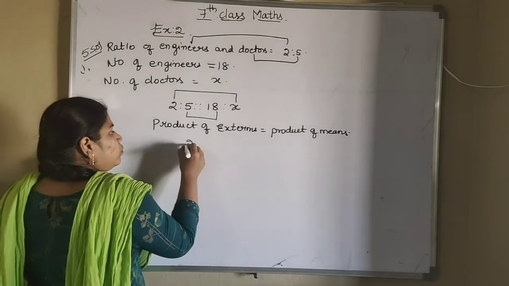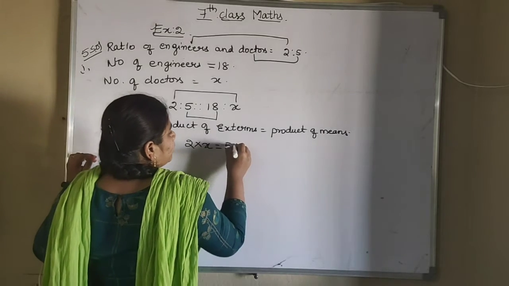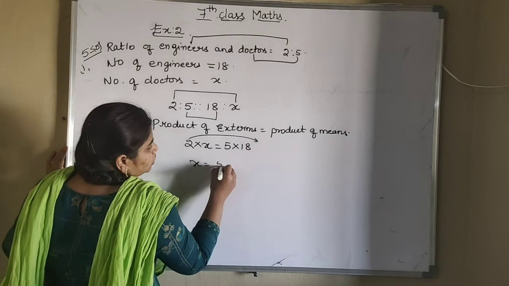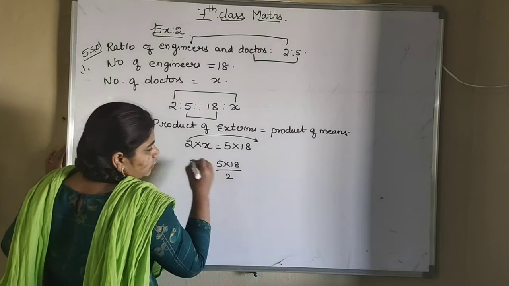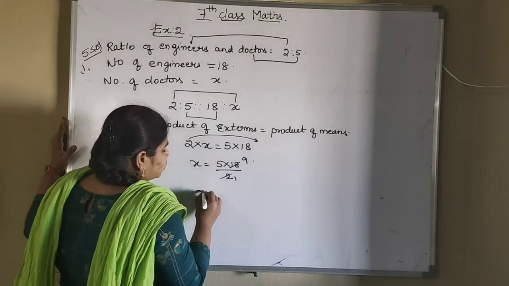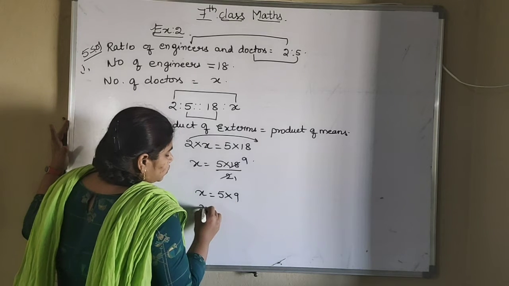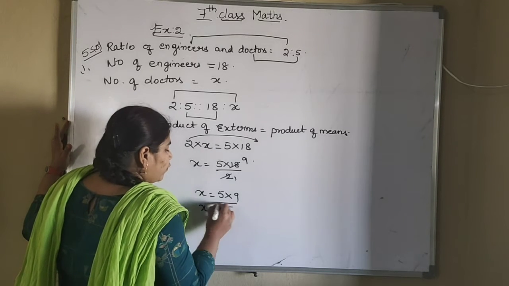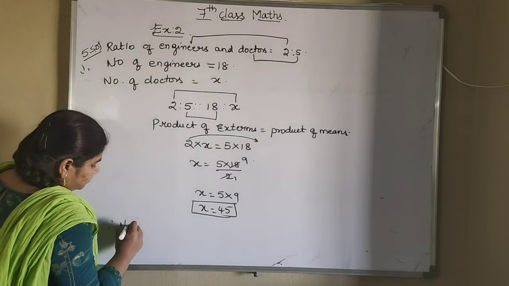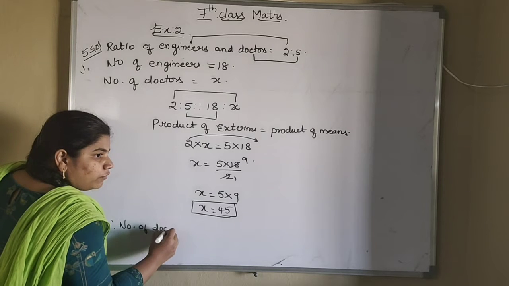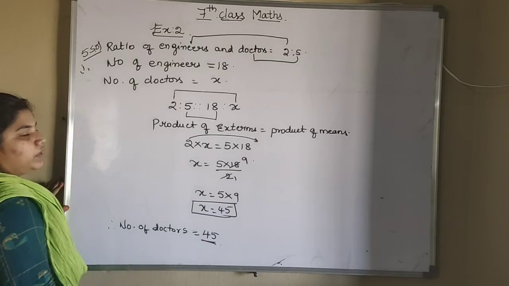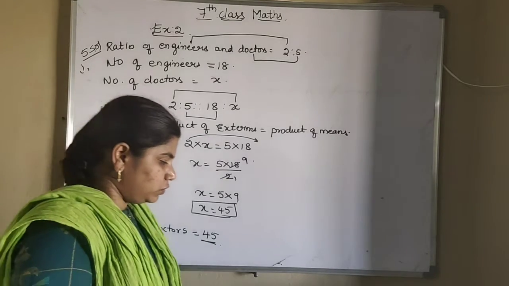So multiply now. 2 into x is equal to 5 into 18. Now you send this 2 to the other side, so x is equal to 5 into 18 by 2. It will be converted into division. 2 ones are 2, 2 nines are 18. So x is equal to 5 into 9, which is 45. So you got the number of doctors as 45. Therefore, the number of doctors is equal to 45. Okay, now we will continue with the next bit.